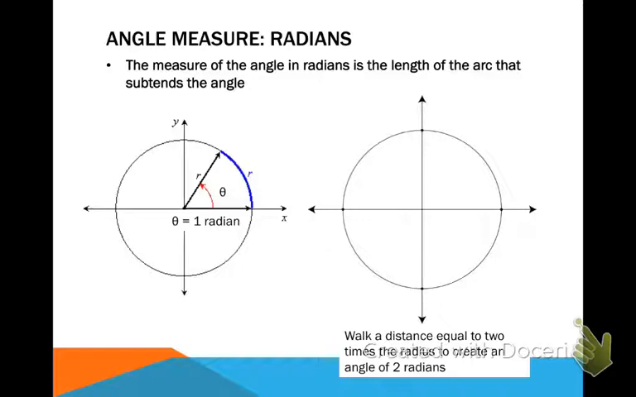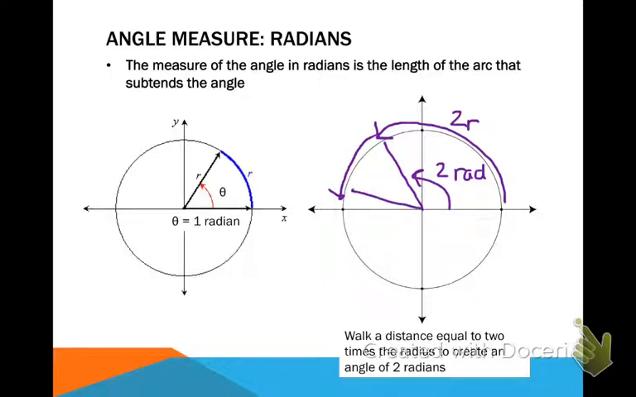Now you can keep on going with this same theme. So walking 1 times the radius creates an angle of 1 radian. If you walk 2 times the radius in distance, you will create an angle of 2 radians. Likewise, if you keep on going and you walk a distance equal to 3 times the radius, you're going to create an angle of 3 radians. And you can keep on going the same way.